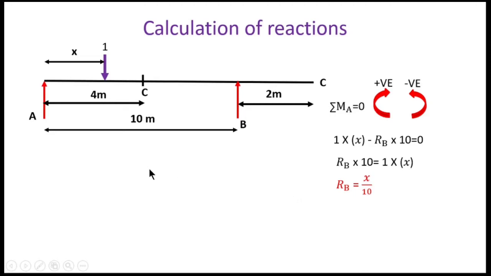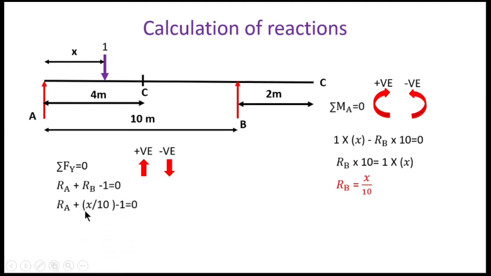Then next apply the sigma Fy condition. Vertically upward is positive and vertically downward is negative. So we are considering this RA as vertically upward, and RB is also vertically upward, positive, and this 1 is vertically downward. So RA plus RB minus 1 is equal to 0. Put the value of RB as x by 10. So RA plus x by 10 minus 1, so RA is equal to 1 minus x by 10. Also this value is positive. It means what we assumed, vertically upward, is correct.